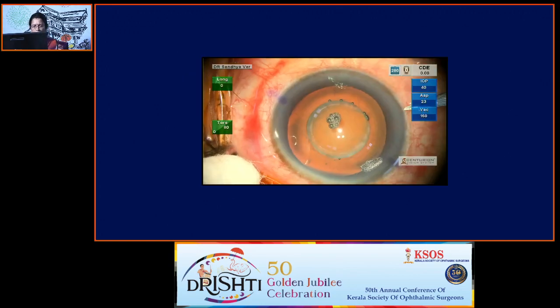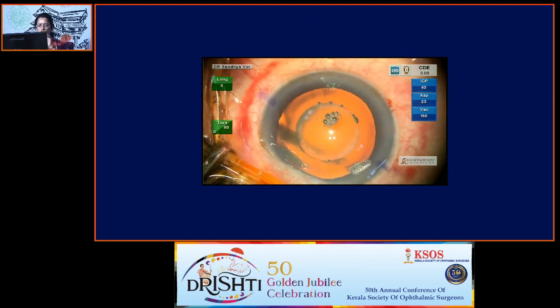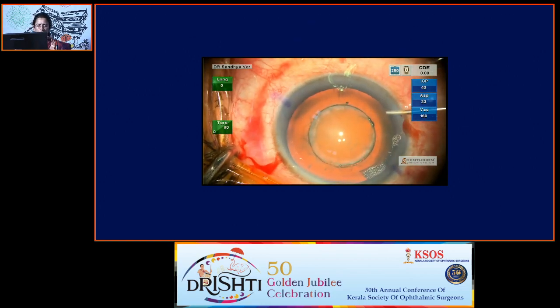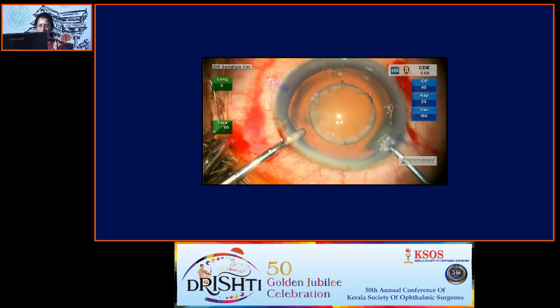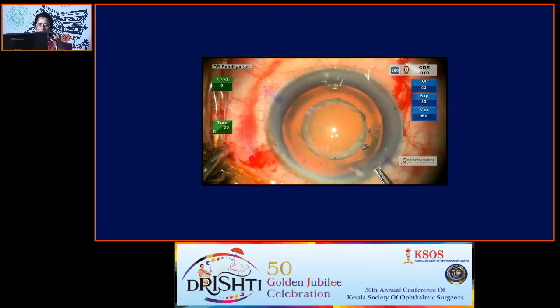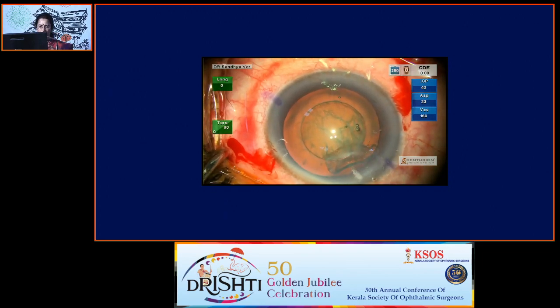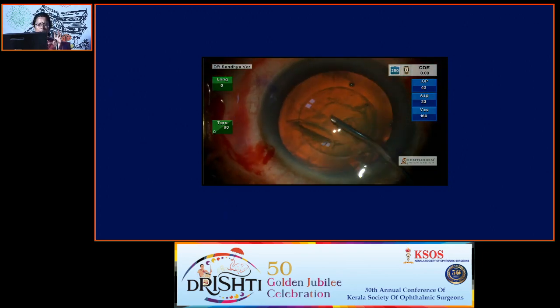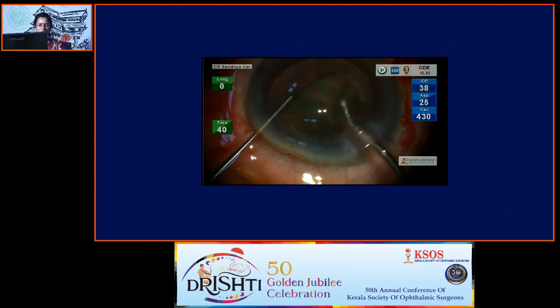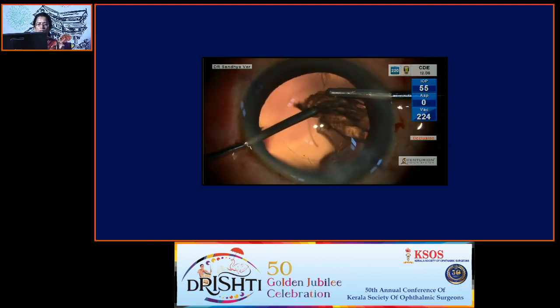Then here, the Verion image guided system was used for alignment of the toric IOL. So Verion captures the images of the eye and notes down the details of the scleral and limbal vessels and the iris detail. And then it calculates the IOL power, and also it makes a surgical plan and creates an overlay which will be projected onto the cornea during surgery.